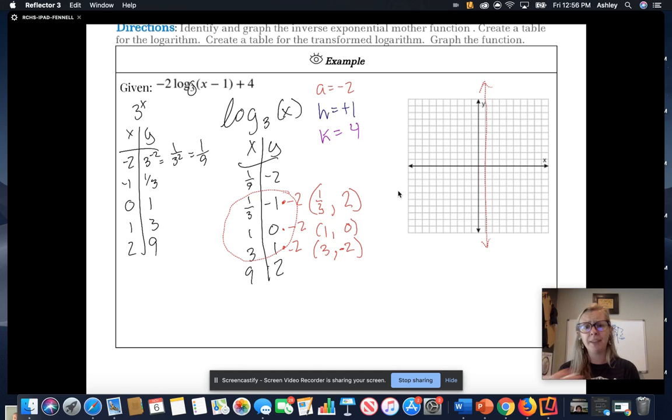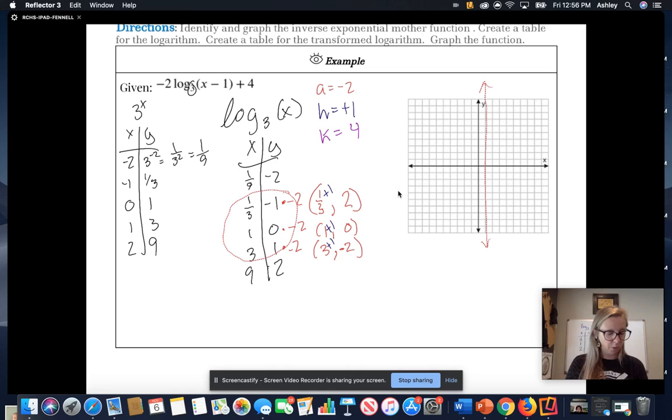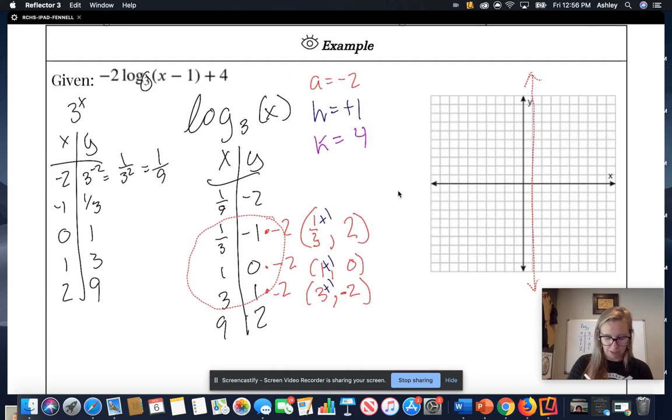All right, so now we need to apply this H transformation. Remember, H is affecting our X values. So for each of these, we are going to add an H value of 1. So we're going to do +1 to this X value, applying that H transformation of +1. Then of course, we also need to take our K transformation. We're going to add 4, add 4, add 4.